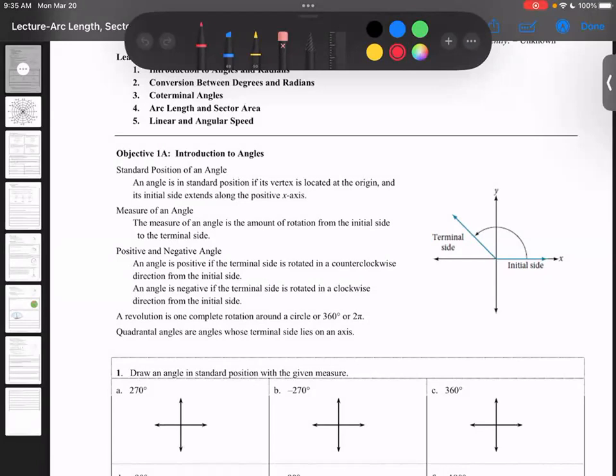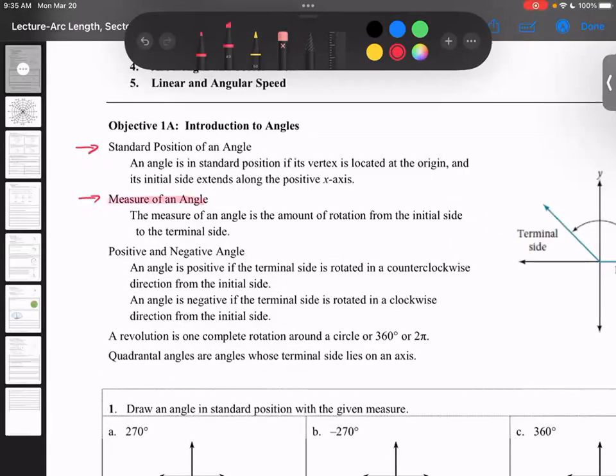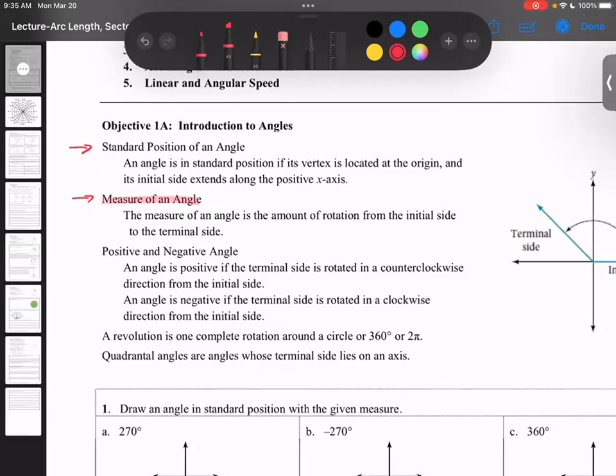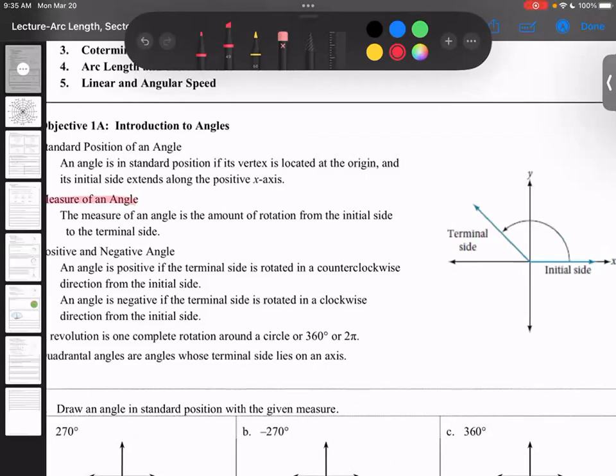Now, how do I measure an angle? To measure an angle, you start from the initial side, right here, and then rotate all the way to the terminal side. So that's your angle. A lot of the time we denote this angle theta.